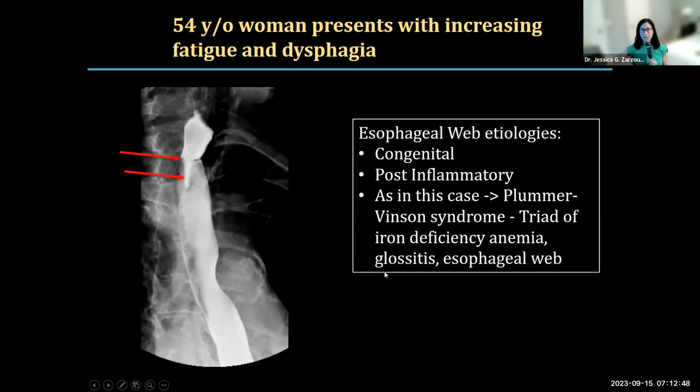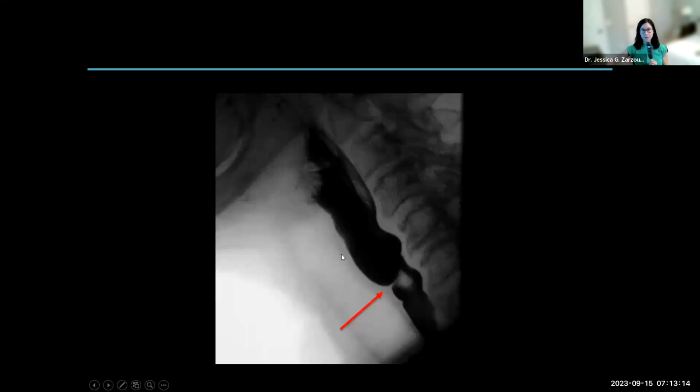Esophageal webs occur most commonly in the cervical esophagus. They can be congenital or post-inflammatory, or can occur with Plummer-Vinson syndrome, which is a triad of iron deficiency anemia, glossitis, and esophageal web. So again, here is this esophageal web, and here is this jet of contrast as the barium goes through this narrowed portion of the esophagus.